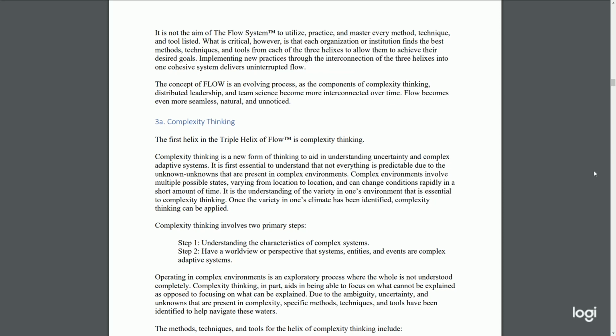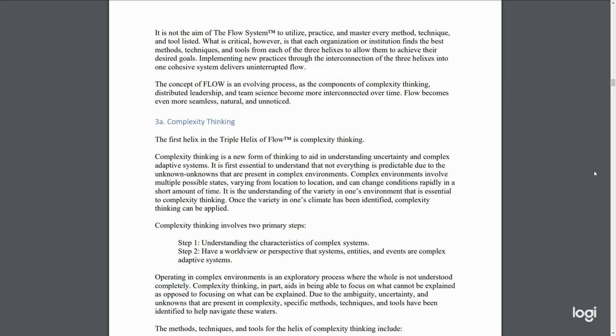Complexity thinking involves two primary steps. Step 1. Understanding the characteristics of complex systems. Step 2. Have a worldview or perspective that systems, entities, and events are complex adaptive systems.